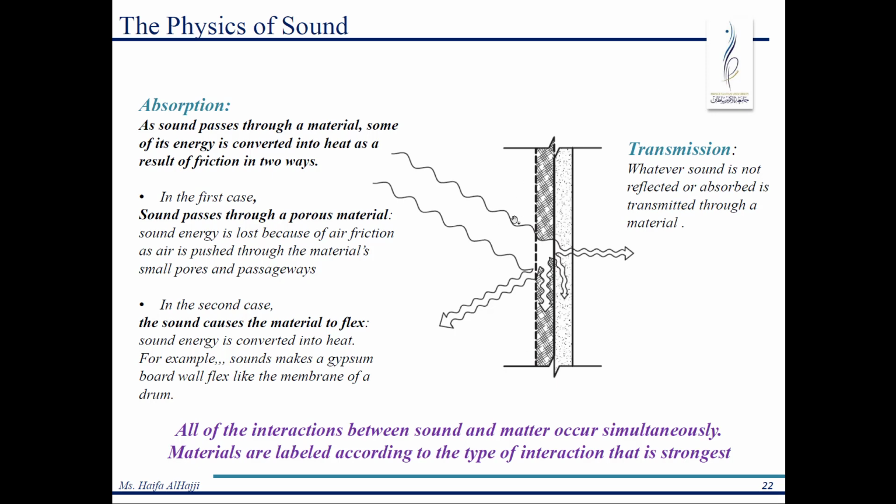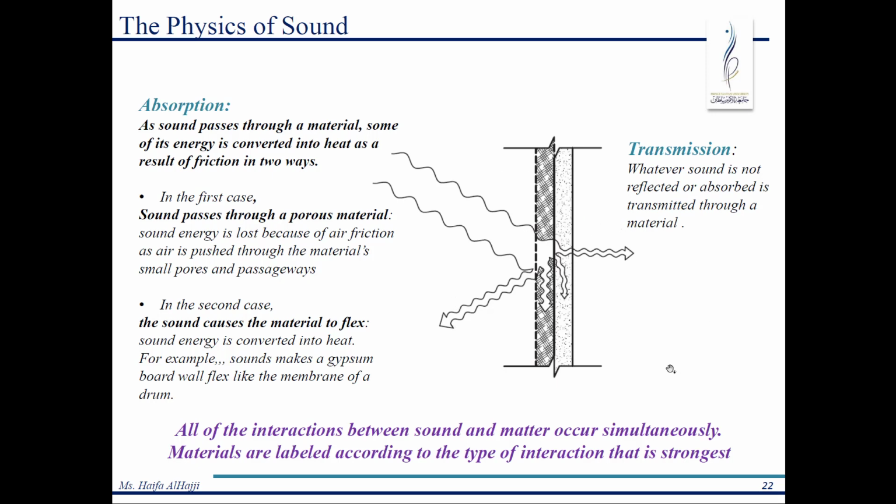As we can see in this example, we have these sounds coming in, then hitting the wall. So the sounds are going to have three interactions simultaneously at once. The first thing, some of the sound will be reflected off. The more reflective the surface, the more the sound will be reflected. But we can never have a 100% reflective material. A material might reflect the sound, but still might absorb a little or transmit a little.